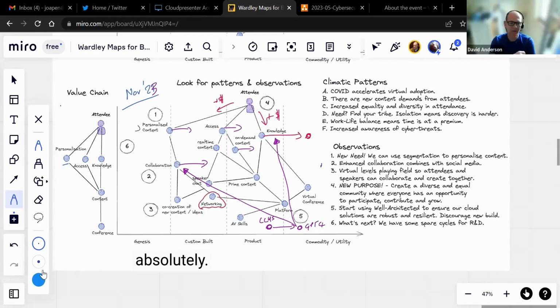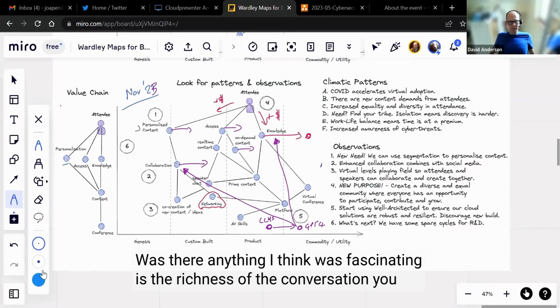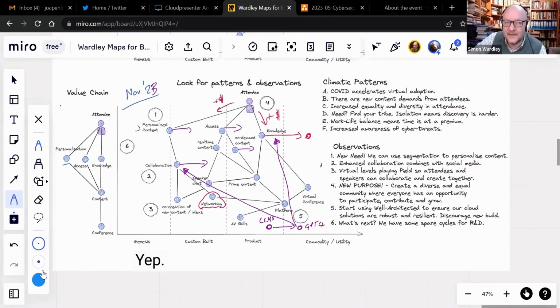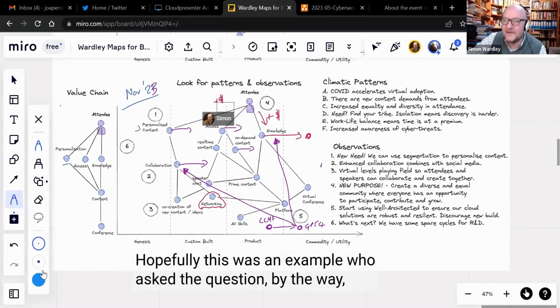Yeah, absolutely. Yep. So I think what's fascinating is the richness of the conversation you can get from a very simple value chain. Yeah. Yep. Well, hopefully this was an example.